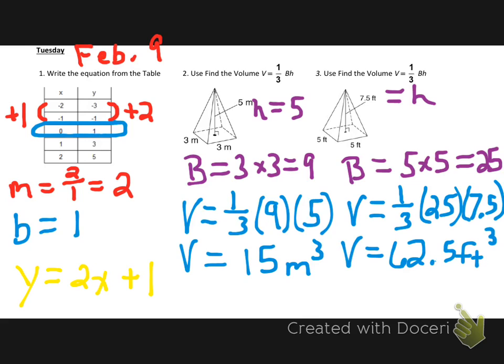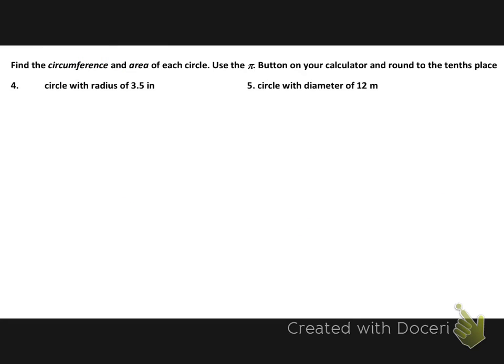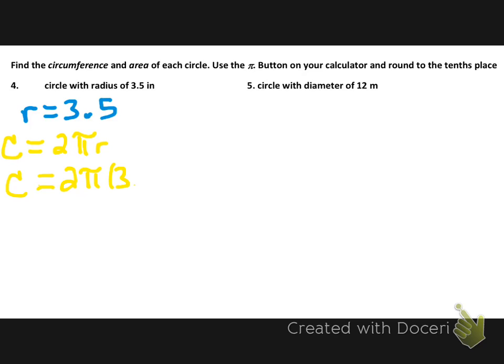So now let's look at question 4. Question 4 is asking us to find the circumference and the area of the circle with the radius of 3.5 inches. So right off, we know that the radius is 3.5. That's already given to us. So first off, we need to find the circumference. Remember, circumference is 2 pi r. So circumference equals 2 pi times 3.5.